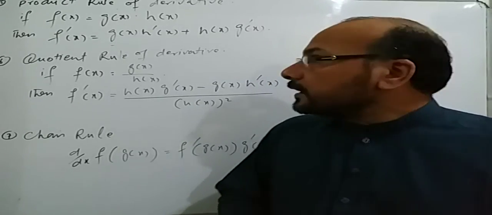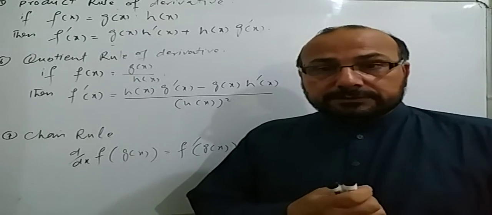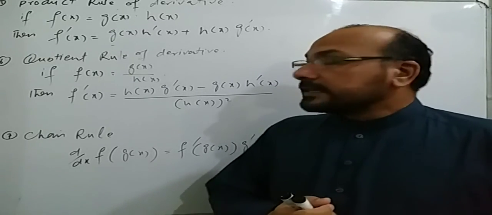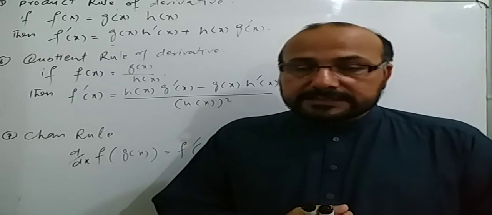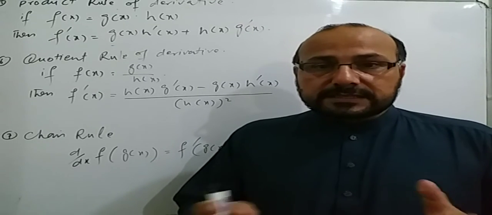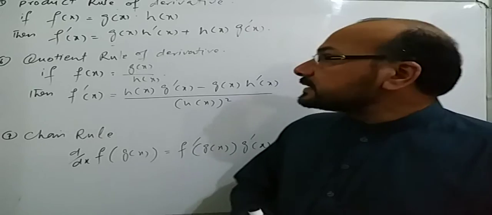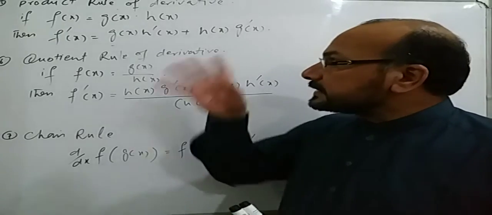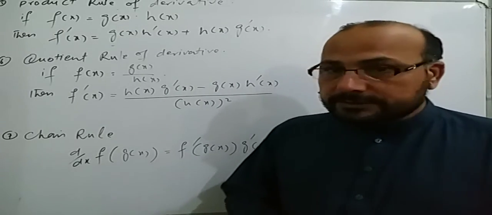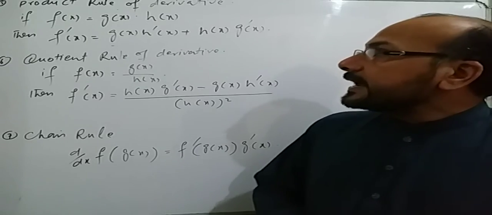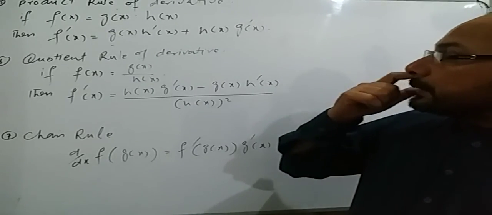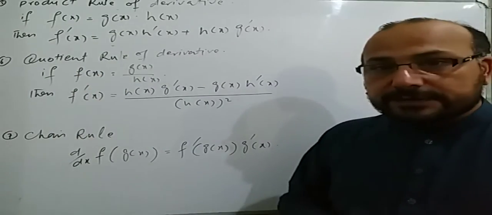So, in the previous class, we were discussing the basic rules of derivatives, and we discussed 5 to 6 rules in that class. Today we will discuss the remaining 3 rules, which are very important for understanding: the product rule, the quotient rule, and the chain rule.